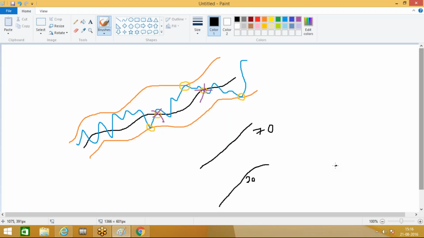But the HNIs and the other institutions always look at it from the selling point of view, because selling gives you a lot of advantages in options. There is continuous erosion of time value. The other option Greeks also work in your favor if you are a seller of options. And you also have the money to do that.